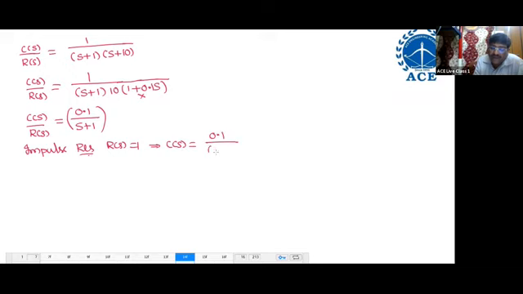0.1 by S plus 1. Apply inverse Laplace transform. If we apply inverse Laplace transform, c of t equals what? 0.1 into e power minus 1t into u of t. It is approximately what? 1 by 9 into e power minus 1t. Both are approximately the same or not?